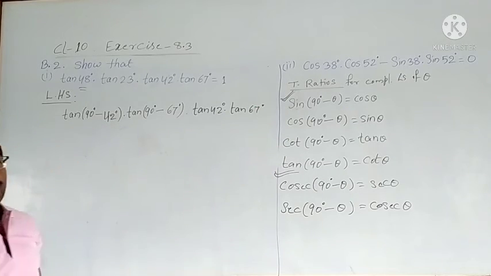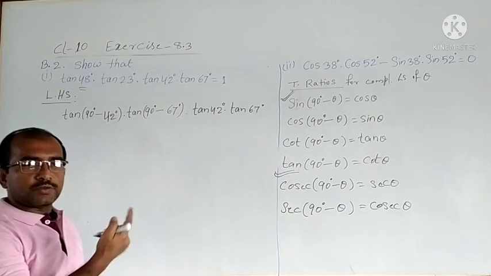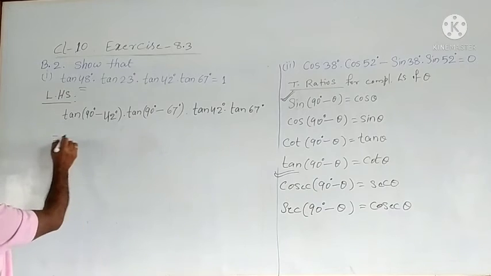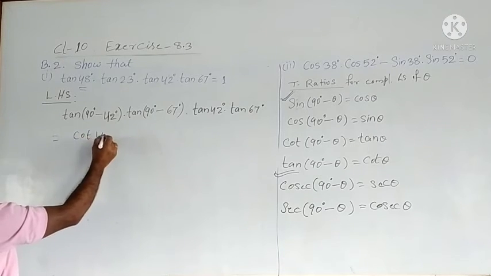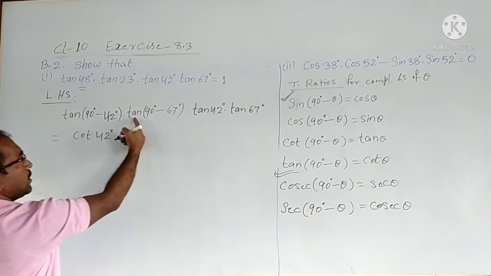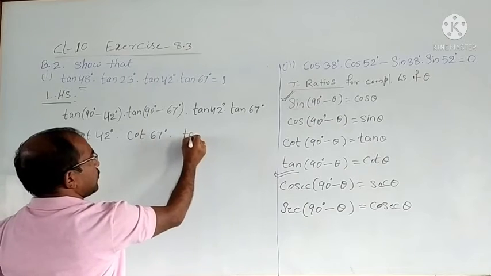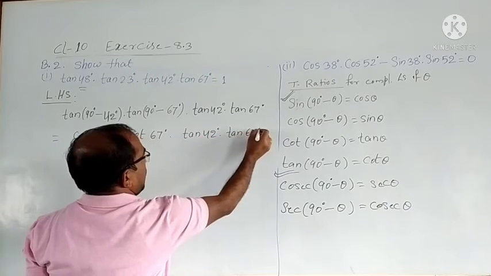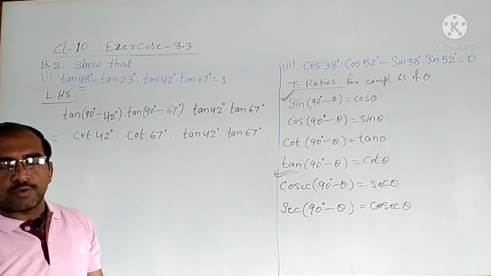All this we will know only when we know those identities. We are changing tan, we will get cot, and cot and tan again will be 1. That's why we are not changing the other tan 42 and tan 67. So what do we get here? Cot 90 minus theta, we get cot theta, where theta is 42. Again here cot 90 minus theta, we get cot 67, into tan 42 into tan 67. And then we know the relationship of ratios: tan theta into cot theta equals 1. Any two reciprocal ratios we multiply, we will get 1 only.